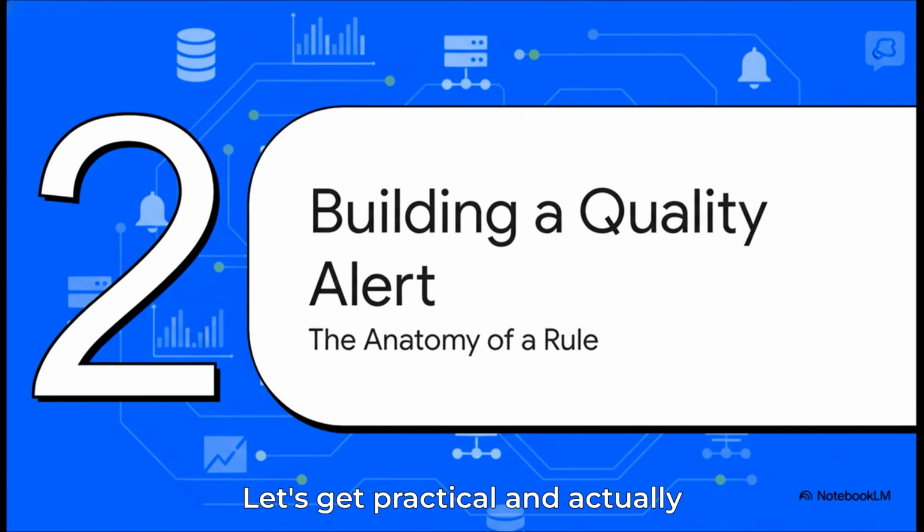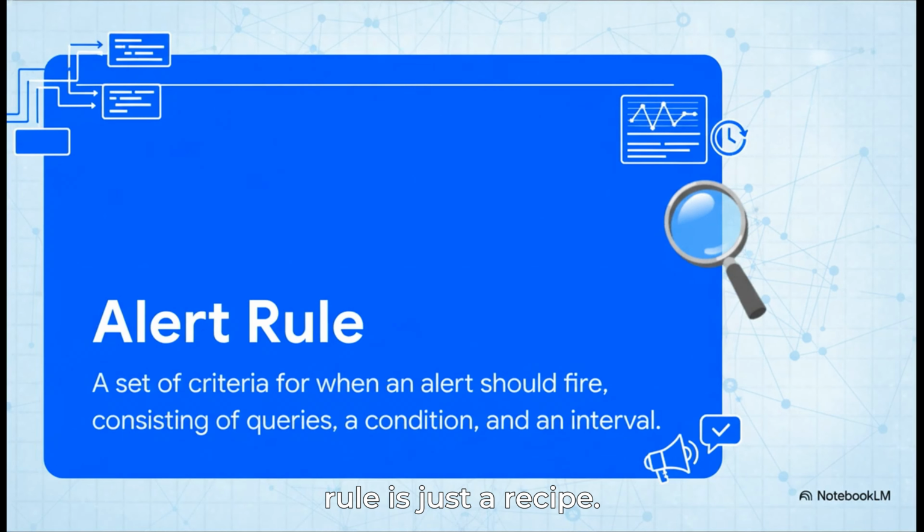Okay, enough theory. Let's get practical and actually build one of these high-quality alerts. To do that, we first need to understand its basic anatomy, which Grafana calls an alert rule. At its heart, an alert rule is just a recipe. It's a set of instructions you give to Grafana. You tell it what data to look at with a query, what an oh-no moment looks like with a condition or threshold, and then how often it should go and check. This is literally the blueprint for every single alert you're going to create.